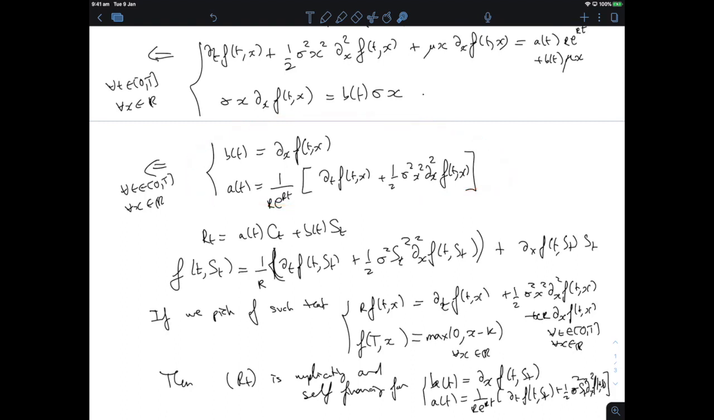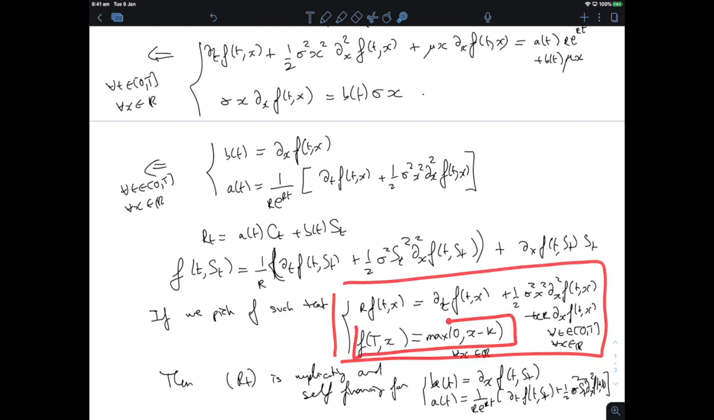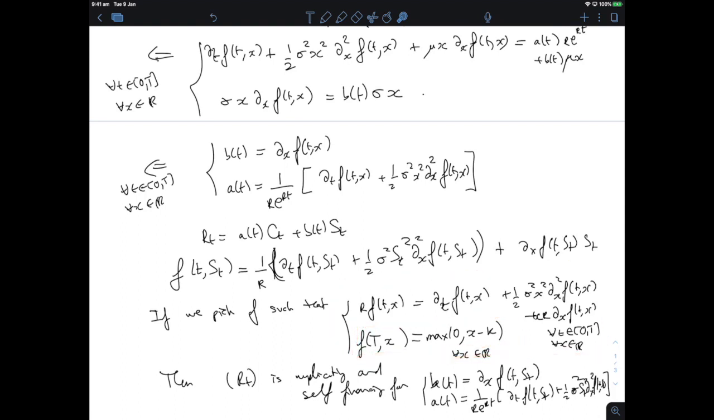Okay, so what have we done? We've reduced the problem of proving that the asset pricing question has a solution to the problem of finding a solution to that PDE with this particular final data. If I can solve this PDE with this data, then I plug in this value.